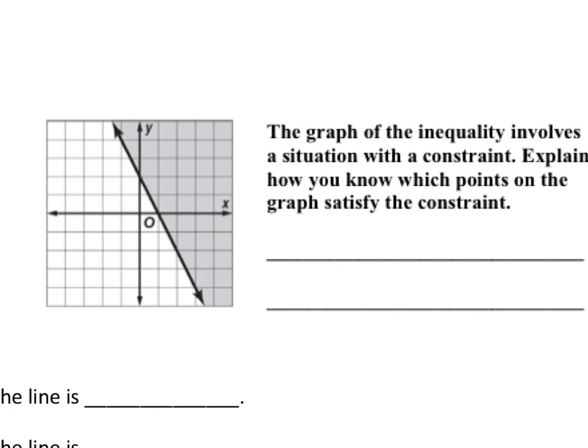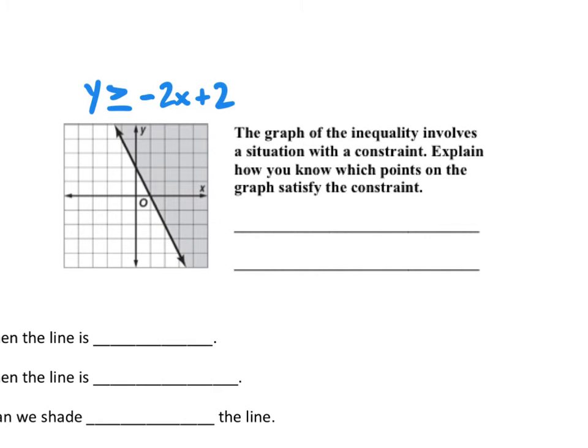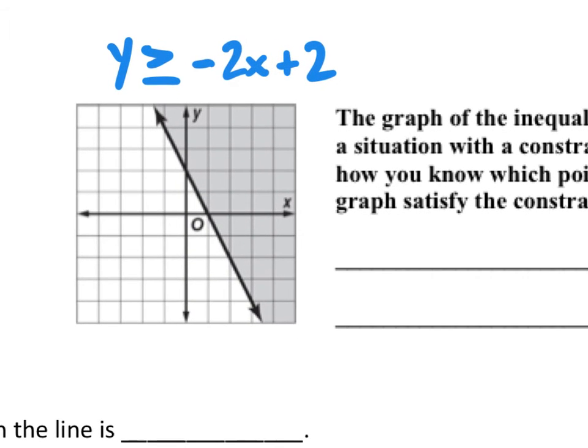Here's a graph. Now the graph for this inequality, and we'll practice on writing some of these, is going to be y is greater than or equal to, and then this one has a slope of negative 2x and a y-intercept of 2. And after we graph some of these, we would be able to write these equations no problem. And so for this, it says, the graph of the inequality involves a situation with a constraint. Explain how you know which points on the graph satisfy the constraint. So the shaded region tells us where our solutions are.